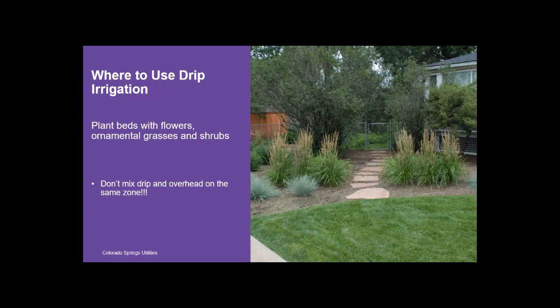We want to use drip irrigation in plant beds where we have flowers, ornamental grasses, or shrubs. But the thing I want to caution you on is do not mix drip and overhead irrigation on the same zone. So this area over here would be useful to have drip irrigation, and then use that overhead irrigation on the lawn. Don't try to water drip irrigation and the lawn on the same zone, because we learned that they have such different precipitation rates. Again, overhead is measured in gallons per minute. Drip irrigation is measured in gallons per hour. So scheduling becomes extremely difficult.